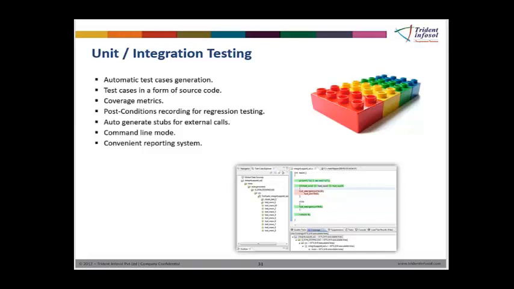All the test cases are in the form of source code. It could be C or C++. And the test cases contain postconditions, preconditions, and the function call. You can also generate the stubs for your dependency functions, and you can execute the unit test cases in command line mode. And for all the unit test cases, you can generate the report.